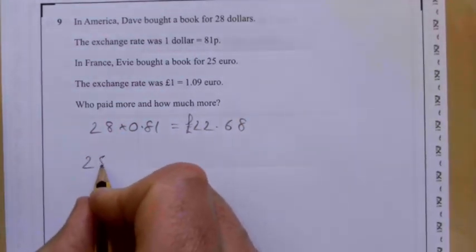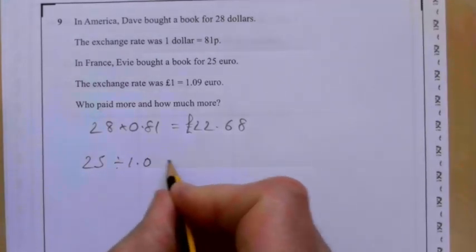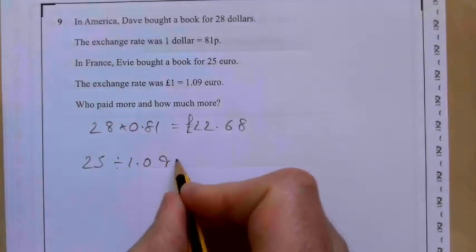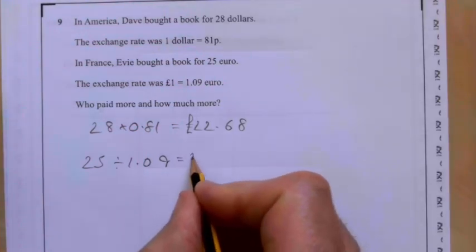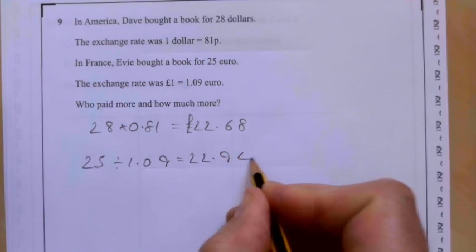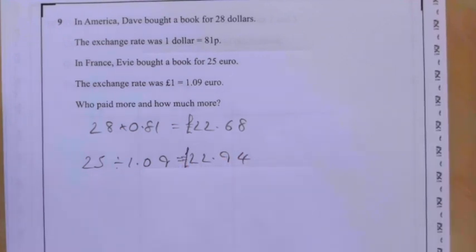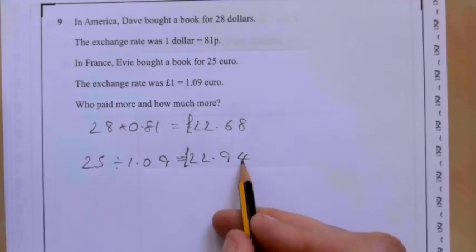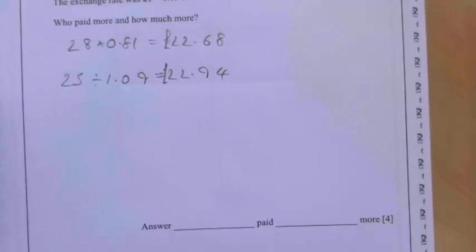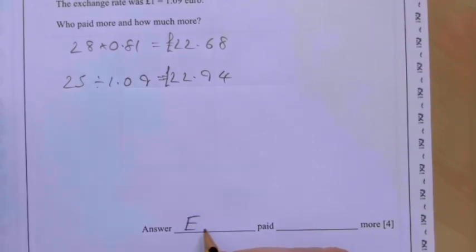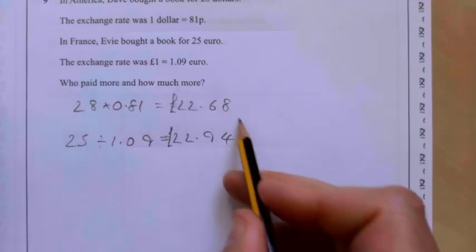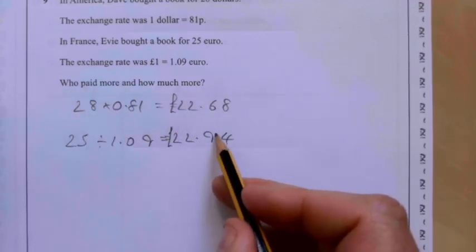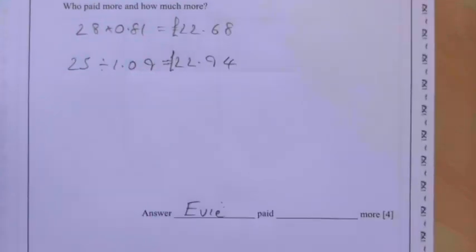Then 25 divided by 1.09 is £22.94. So £22.94. So Evie paid more. And she paid... Who paid more and by how much? So 68 then to that by 26p.